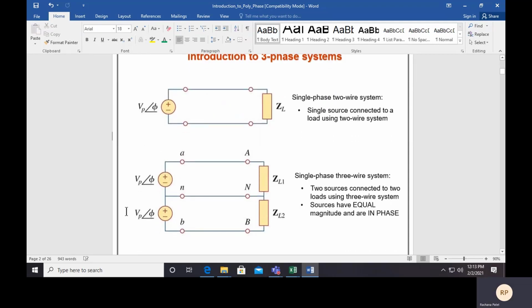Let's say I make the arrangement in this way. Two different sources are connected and two different loads in the given manner. So this is known as a single phase three-wire system. So what to do if I increase the number of phases? To increase the number of phases, it is required to create a phase difference between these two sources.